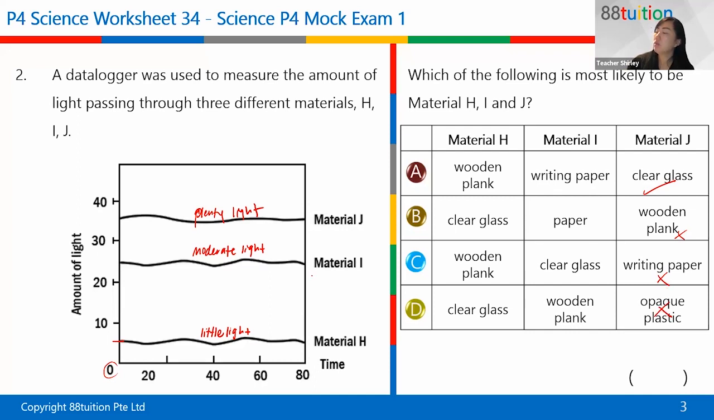Then, of course, moderate light can be writing paper. And the one that allows very little light to pass through will be your wooden plank. So the answer is A. Okay, very good. I think most of you have gotten the answer for this one.